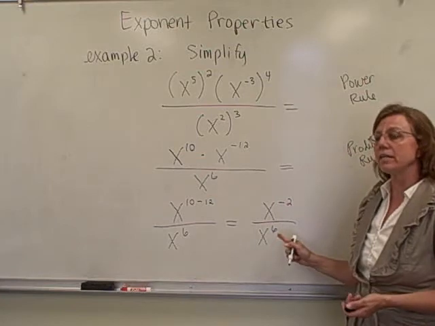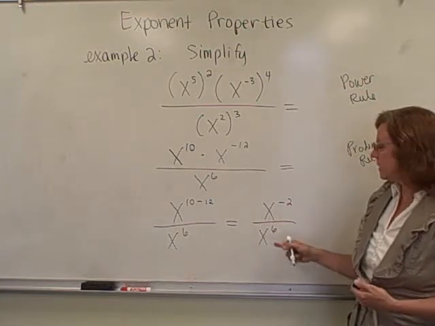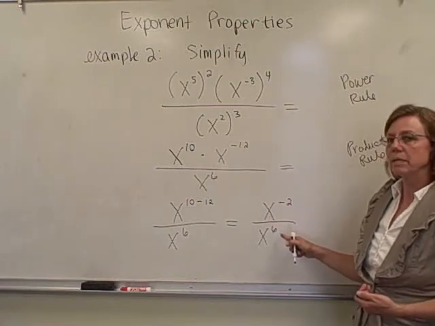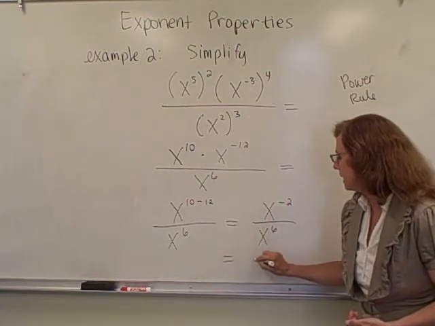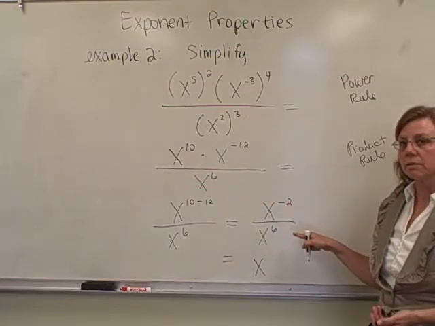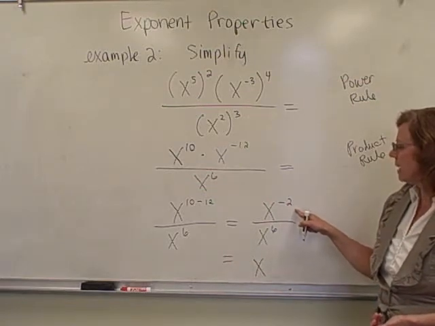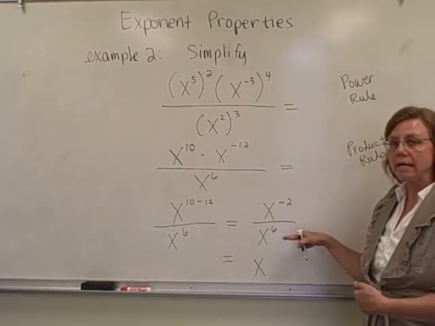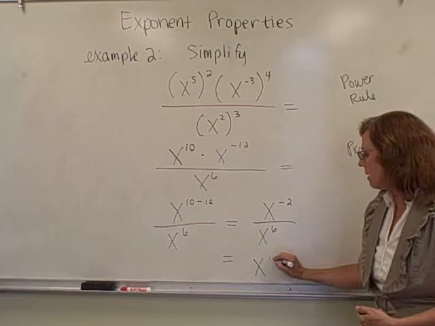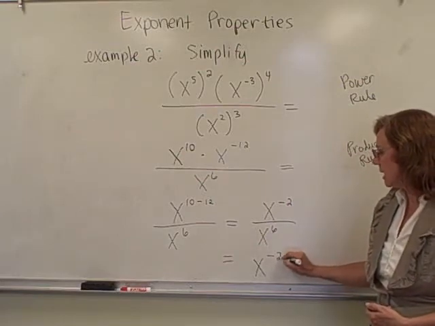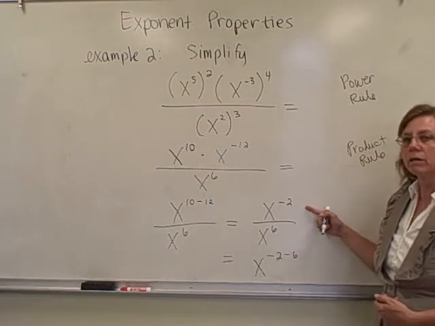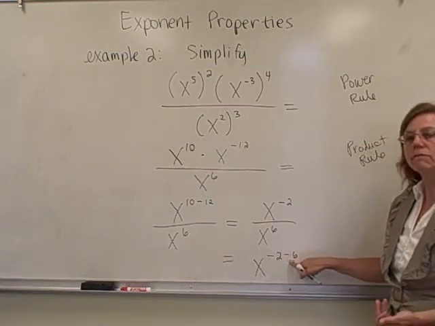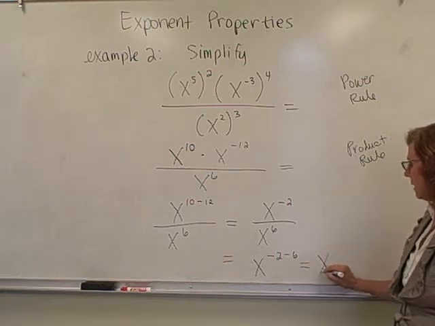Okay, so now finally I can use my quotient rule, because now I have a division problem, same base, but I'm trying to divide these exponential expressions. So the rule says that I keep the base, but I subtract the exponents. So be careful here, because you always want to start with the exponent in the numerator and subtract the exponent in the denominator. So I would be thinking x to the negative 2 minus 6 power, numerator exponent minus denominator exponent. And so when I take negative 2 and subtract 6 from it, that gives me negative 8.